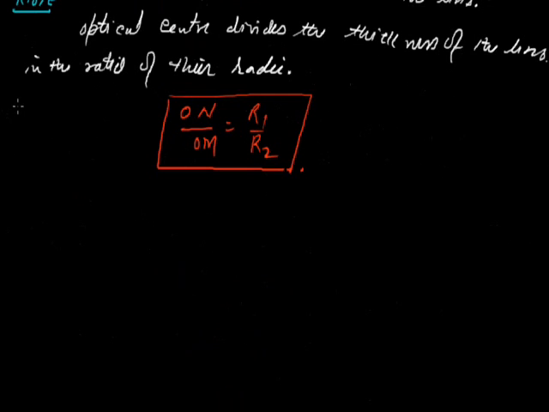Fourth point is focus point. Because lens is made up of two spheres, so it has two surfaces, means it has two focus points. Number one is principal focus.